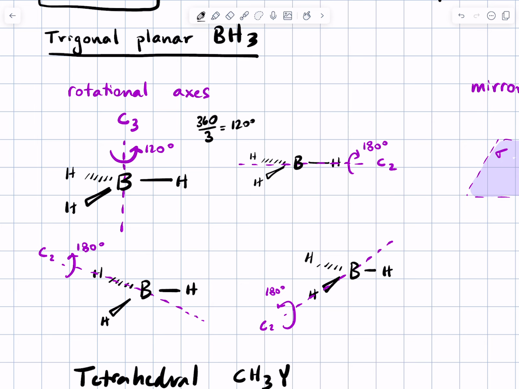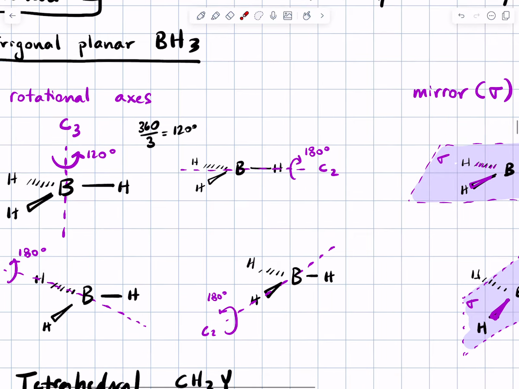Questions about that? Similarly, there are several C2 axes of symmetry in BH3. One of them is aligned along this BH bond. If I rotate around that axis by 360 divided by 2, or 180 degrees, the 2 protons here and here swap their positions, but the molecule's unchanged. Okay?